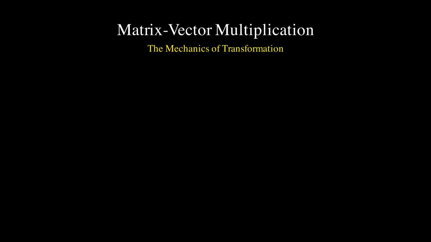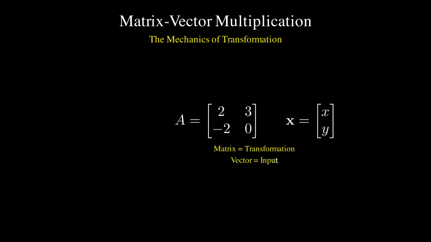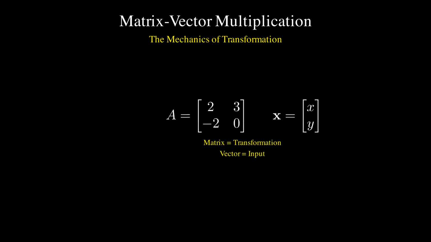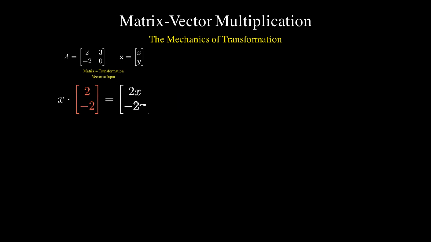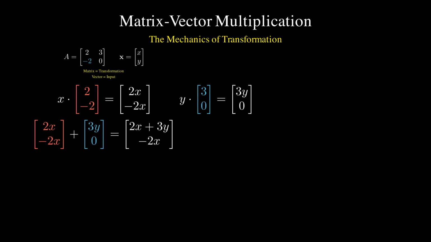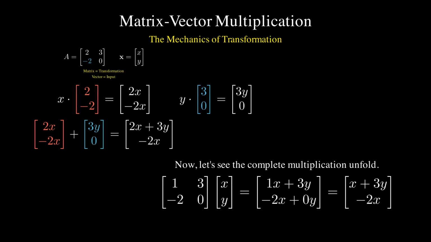Now that we've packaged our transformation into a matrix, how do we actually use it? Suppose you're given a vector and a matrix. How does multiplying the matrix by the vector tell you where that vector lands after the transformation? Here's the beautiful part. Matrix vector multiplication exactly mirrors what we've been doing. You scale the first column by x and the second column by y. Then add them together. This gives us the complete matrix vector multiplication.